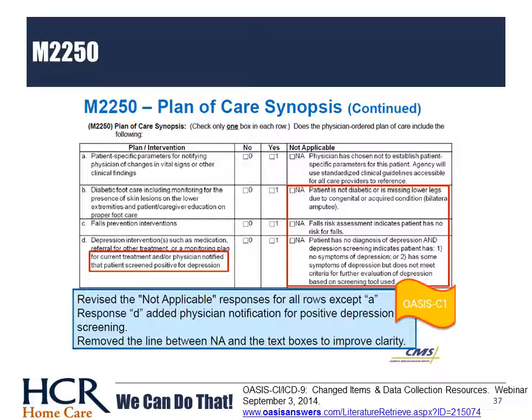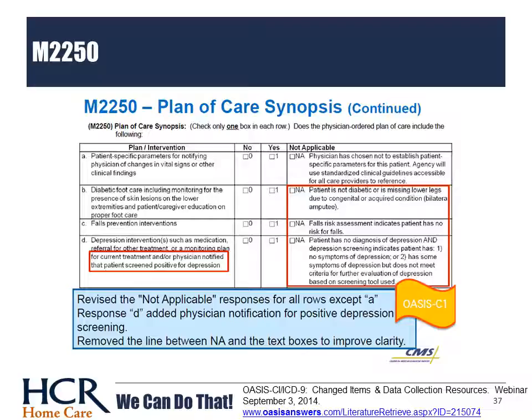So for example, with diabetic foot care, you can now see the NA option says the patient is not diabetic or is missing lower legs due to a congenital or acquired condition. For example, a bilateral amputee. Again, adding in the congenital component adds that layer of clarification. The falls prevention NA option has been reworded, so now you can choose NA if the falls risk assessment indicates the patient has no risk for falls, so that Missouri Alliance or a MAHC-10 assessment tool should have indicated no risk for falls.